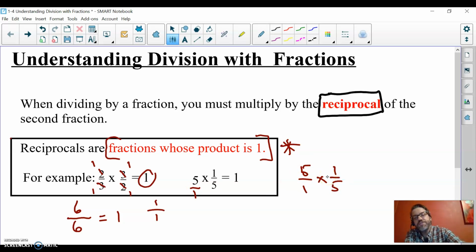And again, I can do some simplifying ahead of time. These two 5's are both divisible by 5. 5 divided by 5 is 1. Same thing here. And you can see you end up with 1 times 1, which is 1, over 1 times 1, which is 1. So that equals 1 as well. So you can see when you multiply these reciprocal fractions together, you get a product of 1. So they're fractions whose product is 1. The bigger question is why? Why do we have reciprocals?